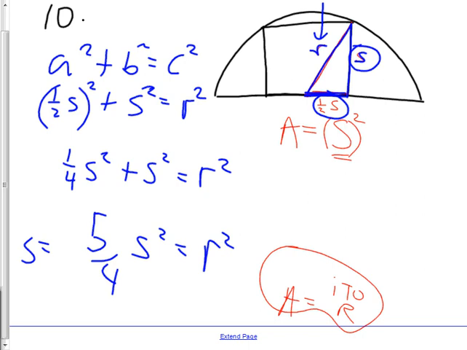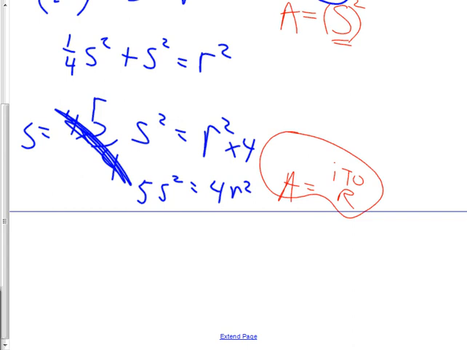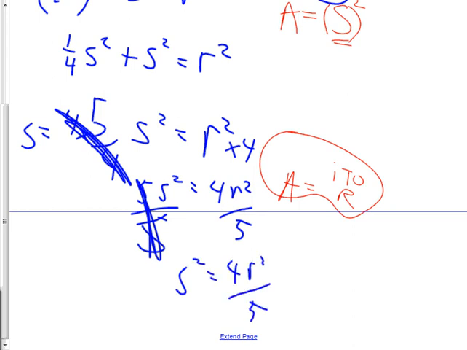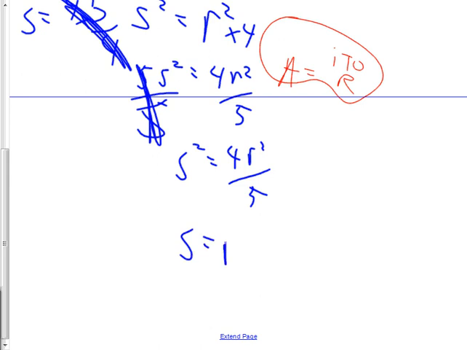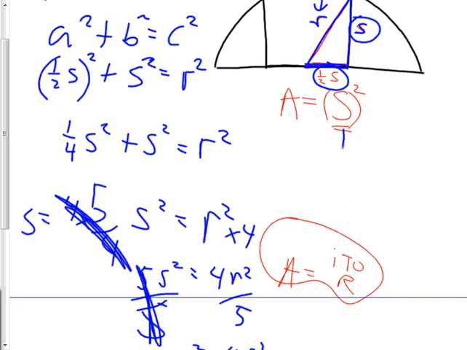I'm going to multiply by 4 everywhere, times 4 here and times 4 here. That 4 cancels that 4. I have 5S squared equals 4R squared. Then I'm going to divide by 5 on both sides. And the 5's cancel. S squared equals 4R squared over 5. And I just got to finish with a square root. S equals square root of 4R squared over 5. Whew, that was the hard part. Now that goes in right there, and you have it.